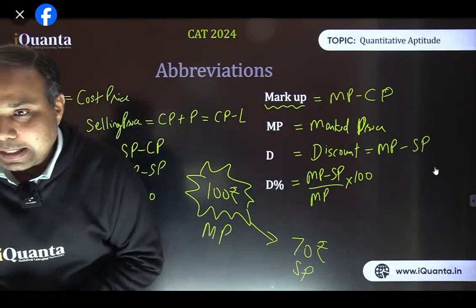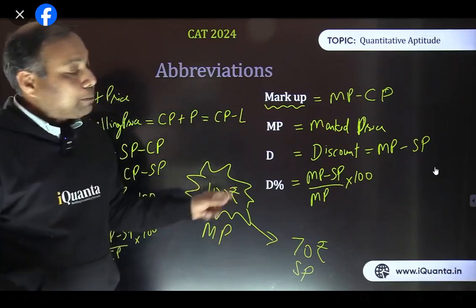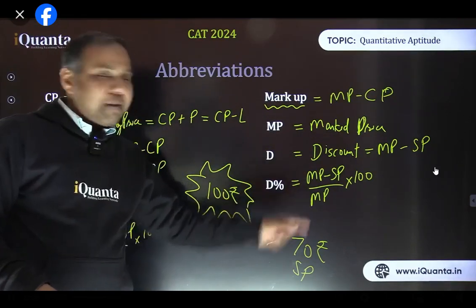Fine? Yes, because we get discount on the MP, so that's why, to find how much percent discount we have got, we will compare with MP, we will divide by MP.